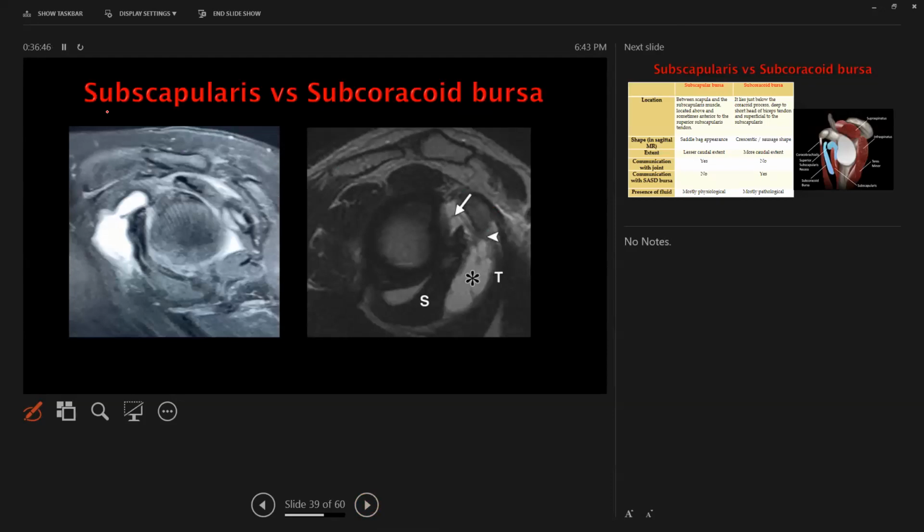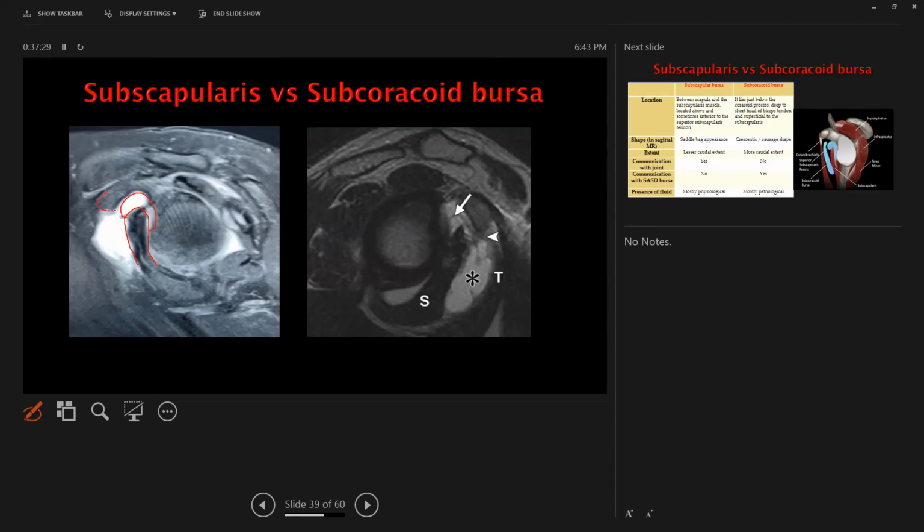It's very important to know the differences between the subscapularis bursa and subcoracoid bursa, especially on the MRI. They both have important differentiating features. If you see here, this is the subscapularis tendon on the sagittal sequences. The subscapularis bursa is like a saddle shape and usually sits on the top of the subscapularis tendon like this.